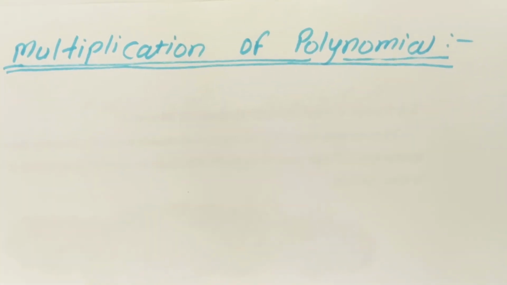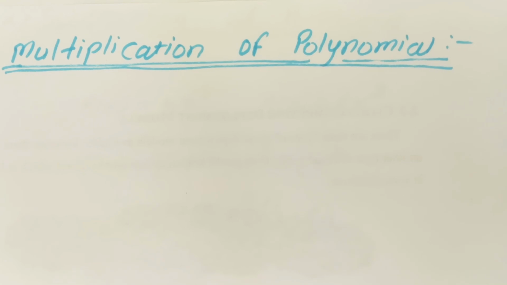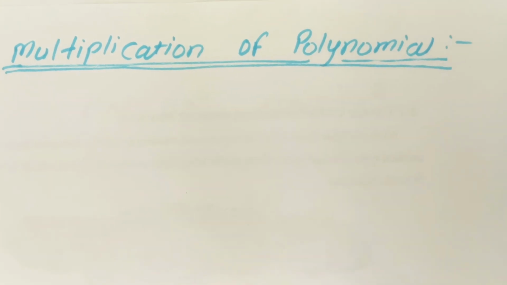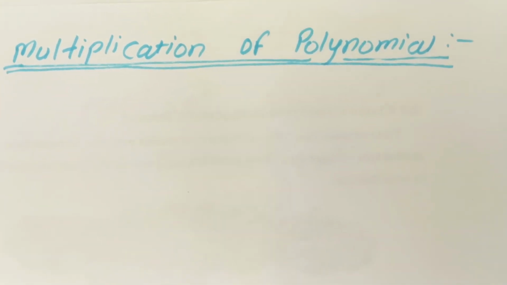Next is multiplication of polynomials. To study this, you must know the indices formula, because when we are multiplying two polynomials, we always use the indices formula. If you don't know the indices rules, then see my last lecture, whose link is given in the description box. Go through that link and see that video.